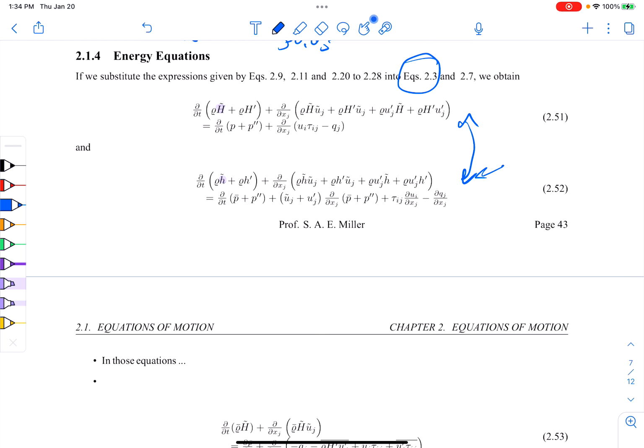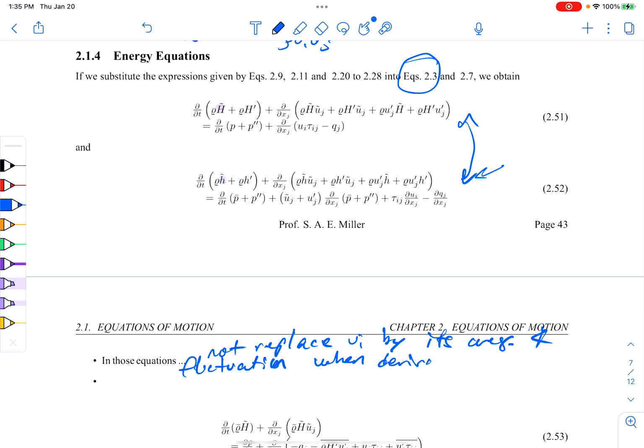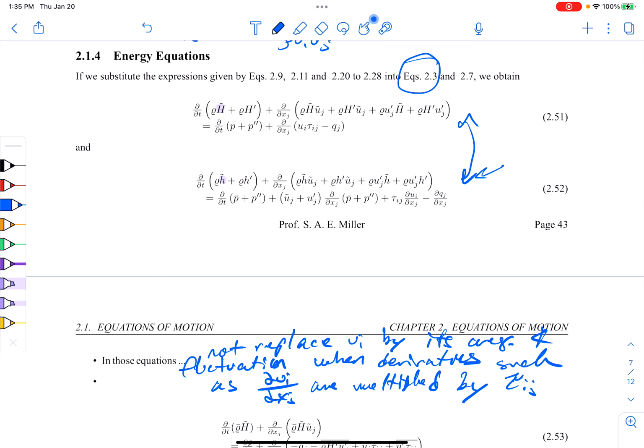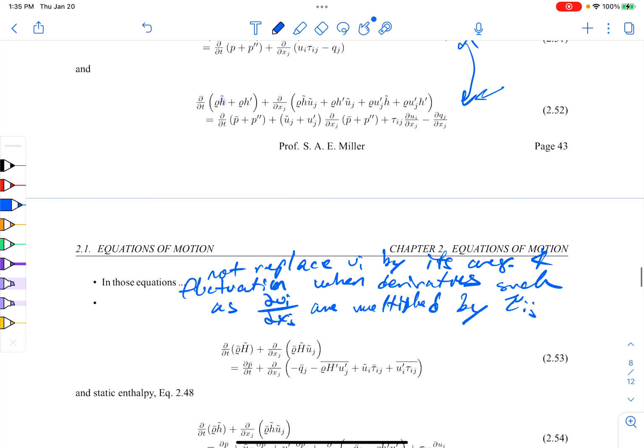So this is the difference between the energy formulation and the conservation of mass and momentum. We are not going to replace ui by its average and fluctuation component when its derivatives, such as partial ui, partial xj, are multiplied by tau ij. And so we're going to just not do that.